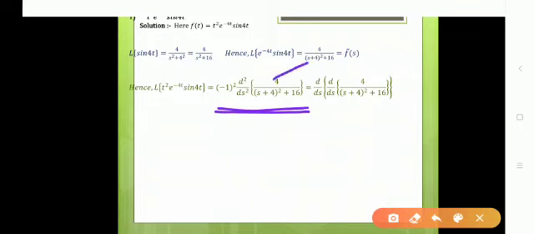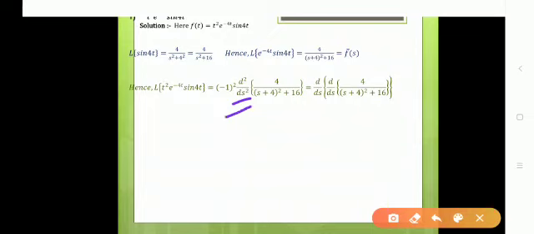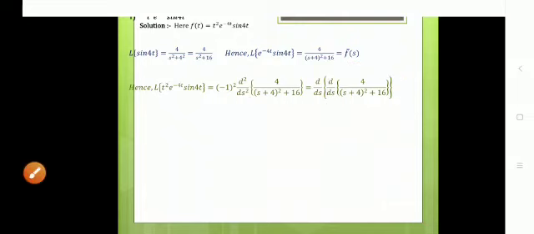Now minus 1 square means plus 1, so no need to write it. Now this d^2 by ds square is written as d by ds of d by ds. So first we will operate this one. First we will find this result, and then we will differentiate that result again with respect to s.